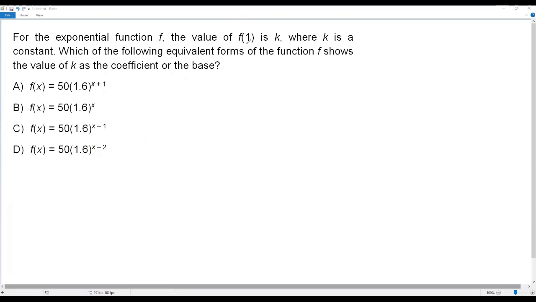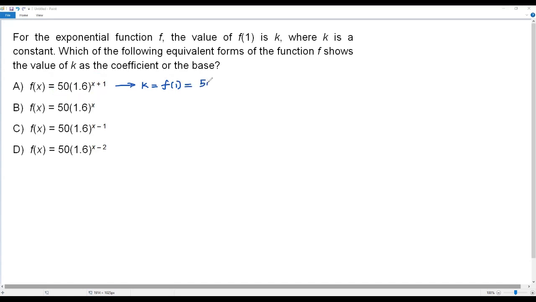To get the value of k, we have to plug in 1 for x into the function f of x, because here we have the information f of 1 is k. Okay, now let me get the value of k for the function f of x in answer choice A, that is k equals f of 1. Now we have to plug in 1 for x over here.